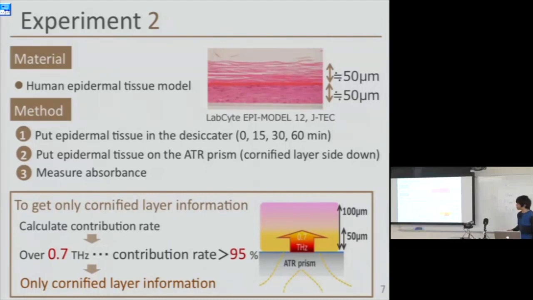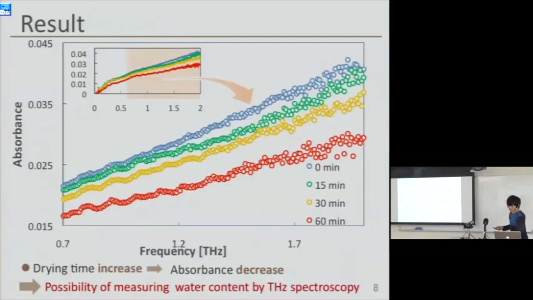Over 0.7 terahertz, the contribution rate is higher than 95%, so I regard the region over 0.7 terahertz as containing only cornified layer information. This is the result. I show the region over 0.7 terahertz.